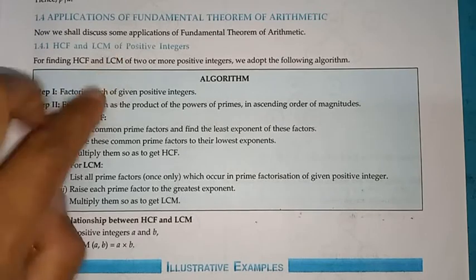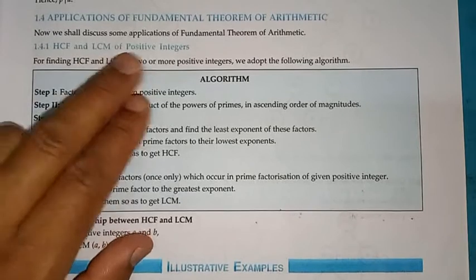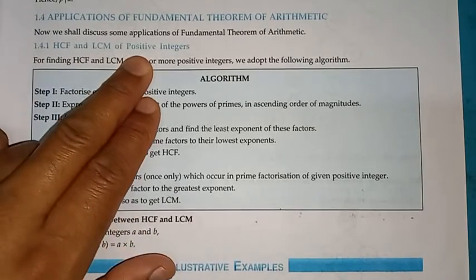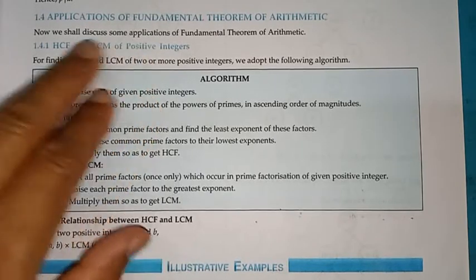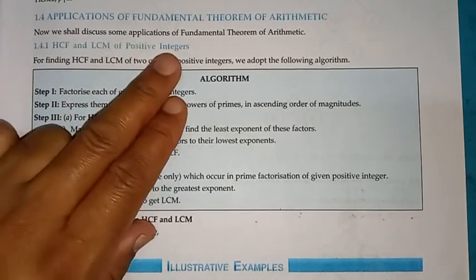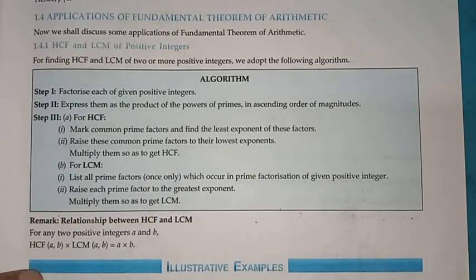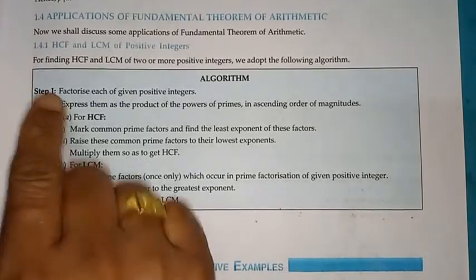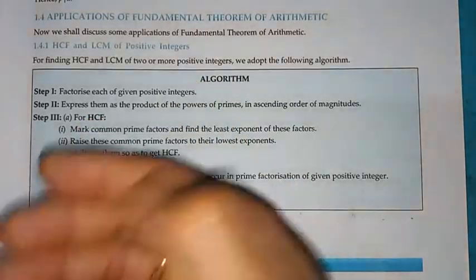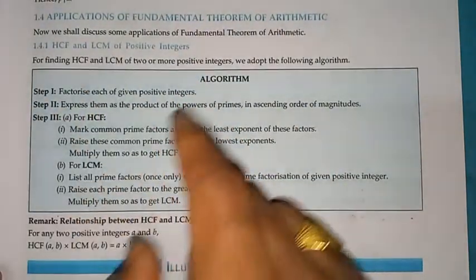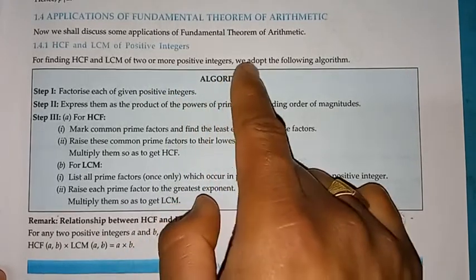We're going to apply the fundamental theorem of arithmetic to find the HCF and LCM of positive integers. Integers can be negative, positive, and zero also, but we are going to find the HCF and LCM of only positive integers, those having a positive sign. You can find the HCF and LCM of more than two positive integers also.